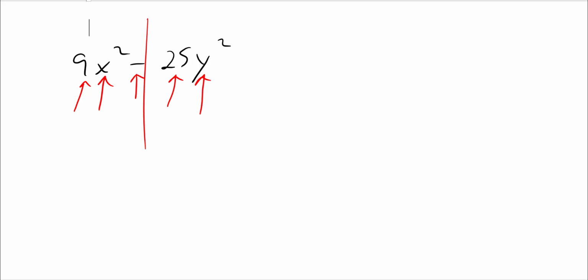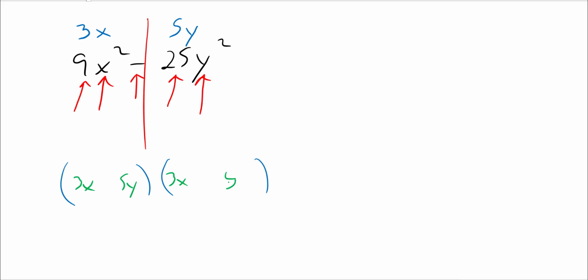So what you're going to do is on your answer blank, put two parentheses. Then what's the square root of 9? 3. What's the square root of x squared? x. What's the square root of 25? 5. What's the square root of y squared? y. So you need to take those and literally transfer them down here. So 3x and 5y, 3x and 5y.